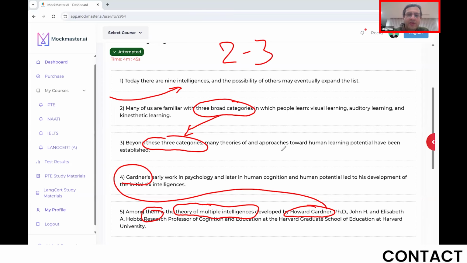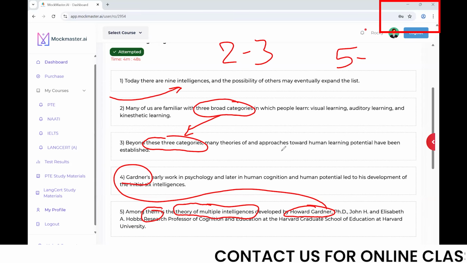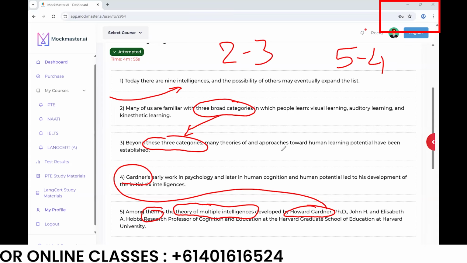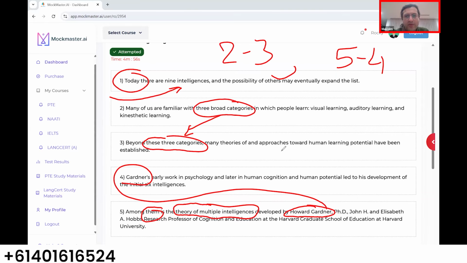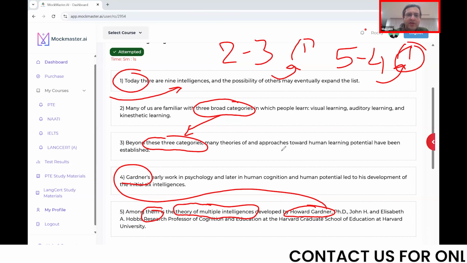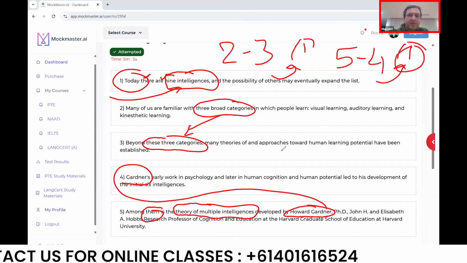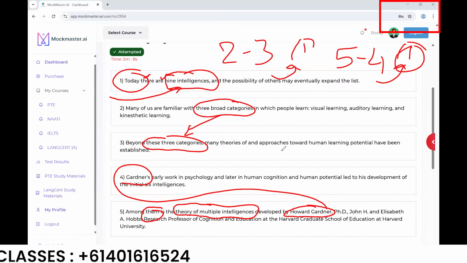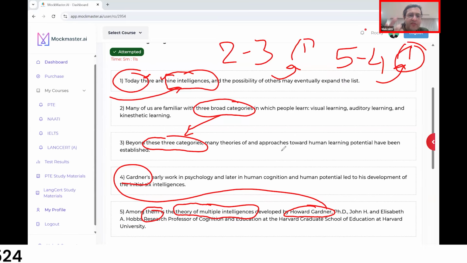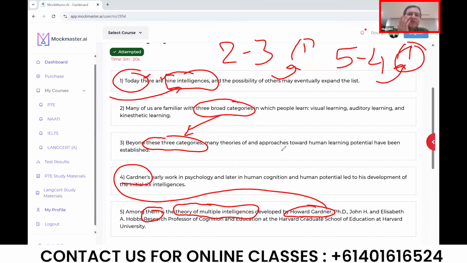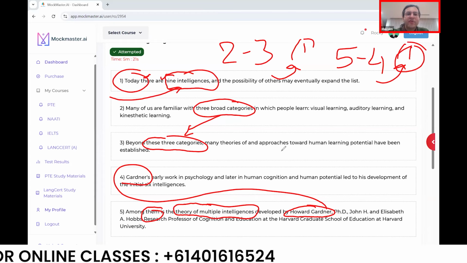Which other pair can we see? 5 and 4. Howard Gardner, Gardner. And then today one is the last one. Now today, where can it fit? Probably it can fit over here or it can fit at the end. But obviously it says today and then it also references 9 intelligences. So what has to come first, 5 or 1? Obviously 5 has to come because 5 is the theory of multiple intelligences and then today. So probably the correct sequence can be either 5, 4, 2, 3, 1 or 2, 3, 5, 4, 1.